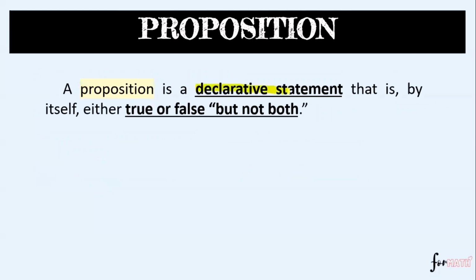Proposition is a declarative statement that is, by itself, either true or false, but not both. Okay? Di ba meron tayong mga types of sentences? Declarative, imperative, exclamatory, and interrogative. So yung declarative, ito yung statement or sentence that declares the fact or nagbibigay siya ng assertive or gives information. Pag sabi naman natin imperative, ito yung command, exclamatory yung nagbibigay ng emotions or excitement. Interrogative, ito naman yung nagtatanong or it's a question. Okay? So, proposition daw is a declarative that can be either true or false but not both.